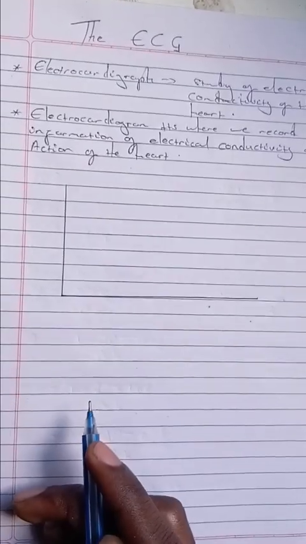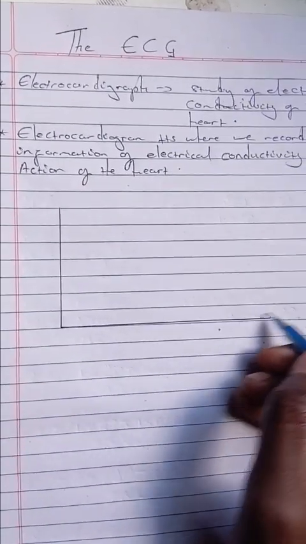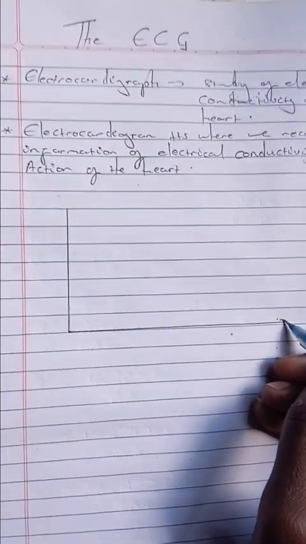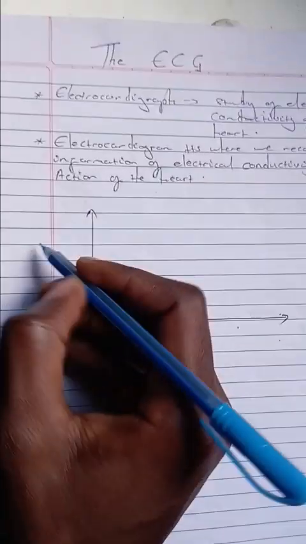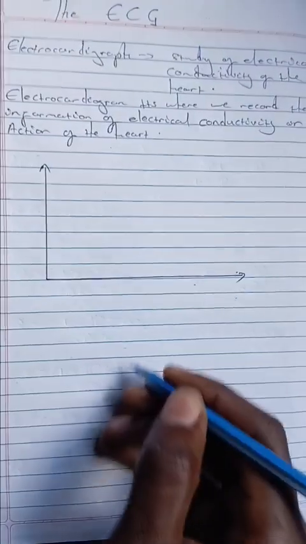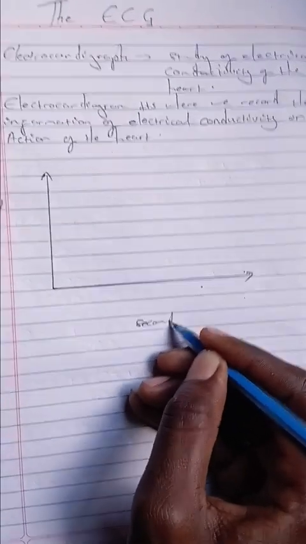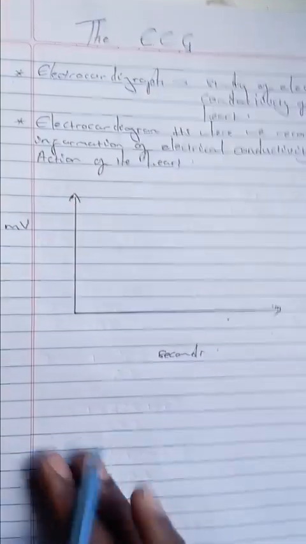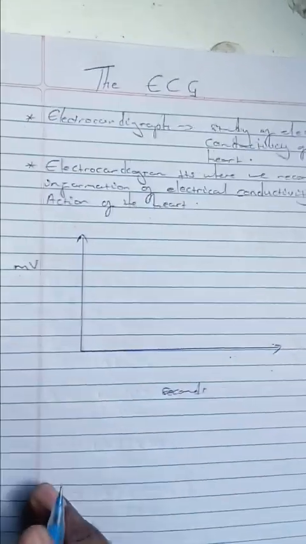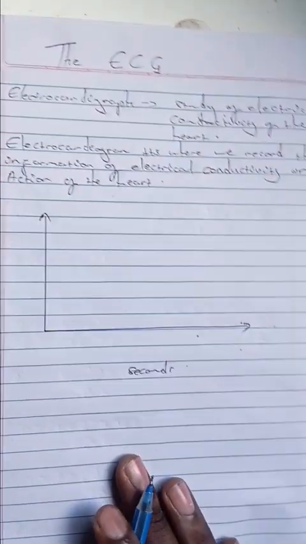The cardiogram, let me draw the cardiogram. So these are our axes. Here we're going to record the voltage in millivolts. Here we're going to record the time taken in seconds. Then the action potential for the heart.